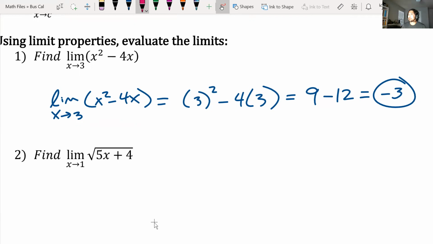Okay. Number 2, the limit as x approaches 1 of 5x plus 4. Well, good news, guys. What number can we plug in? 1. That's it.